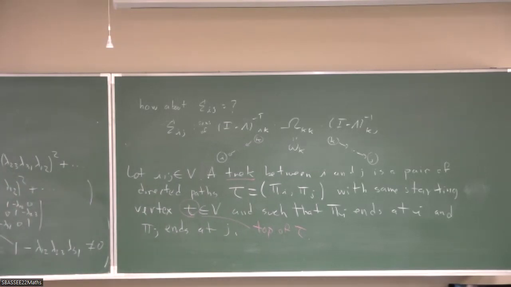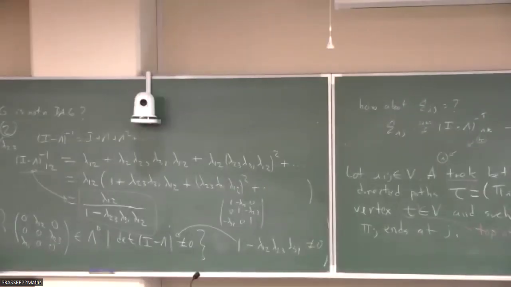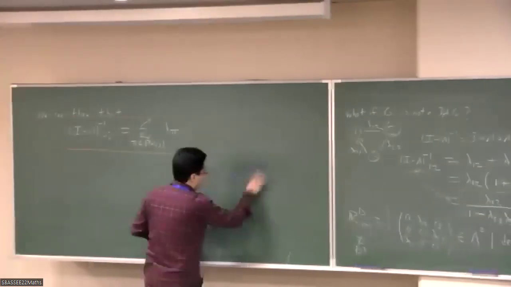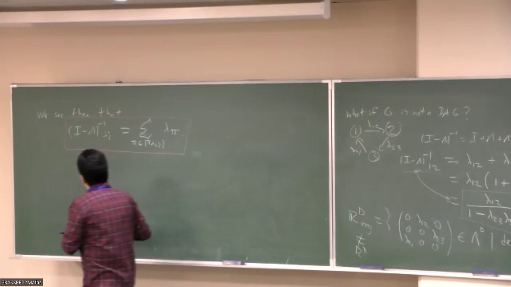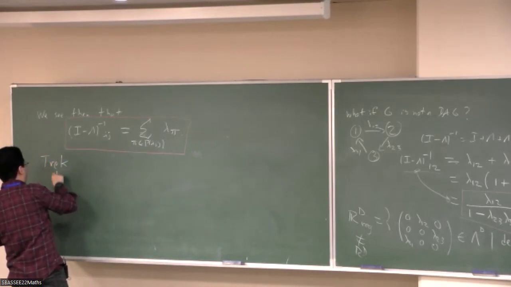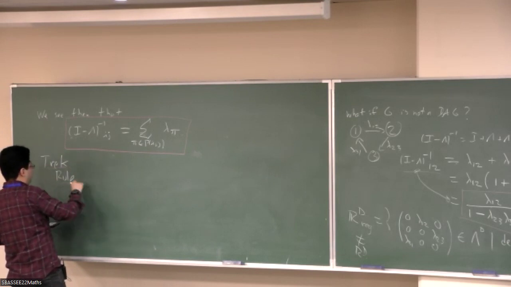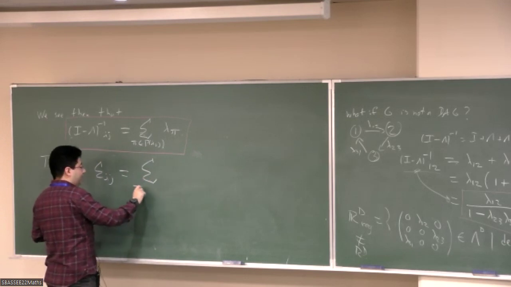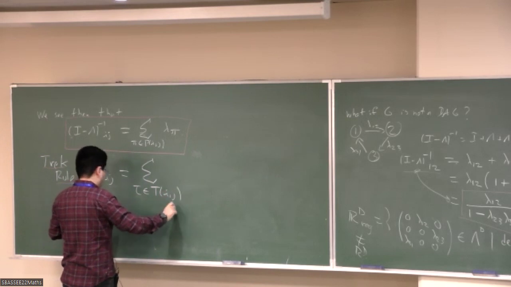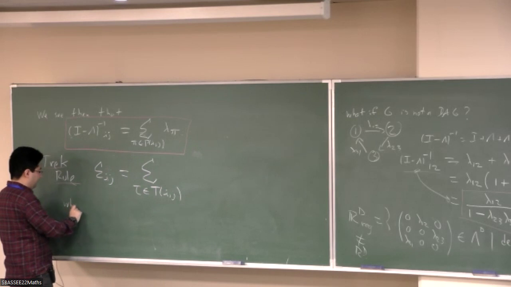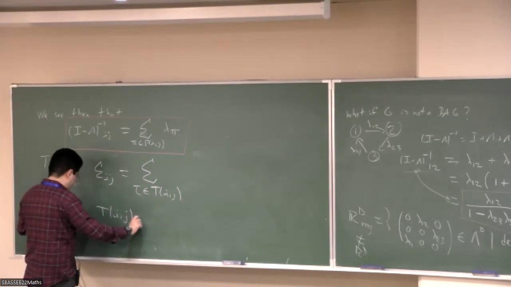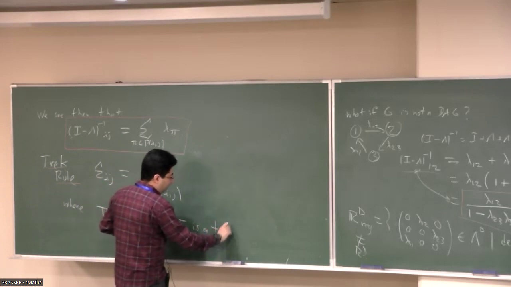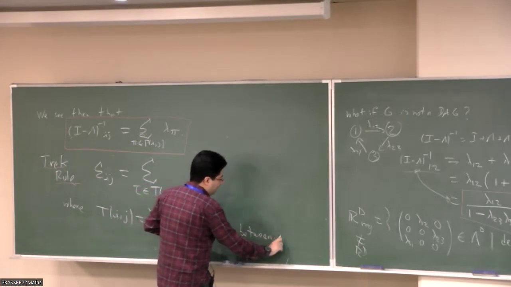So now we can write down the formula for sigma ij. This is called the trek rule. You'll find it like that in the literature. So the trek rule says the following: sigma ij can be written as the sum over all the treks tau in T_ij. T_ij is what you expect: the set of all treks between i and j.